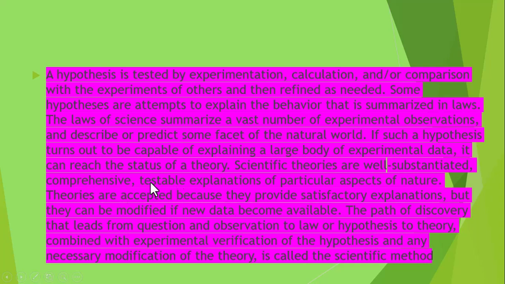They must be testable explanations of particular aspects of nature. Very, very important. Scientific theories are well substantiated, comprehensive, testable explanations of particular aspects of nature. Theories are accepted because they provide satisfactory explanations. So the theories stand, or we accept them, if they provide satisfactory explanations. We accept your explanation of why this is so. So because of that, via the experiment that was carried out, the theory stands. It is satisfactory because it has been able to explain that which is visible, or the mechanism through which the object behaves.